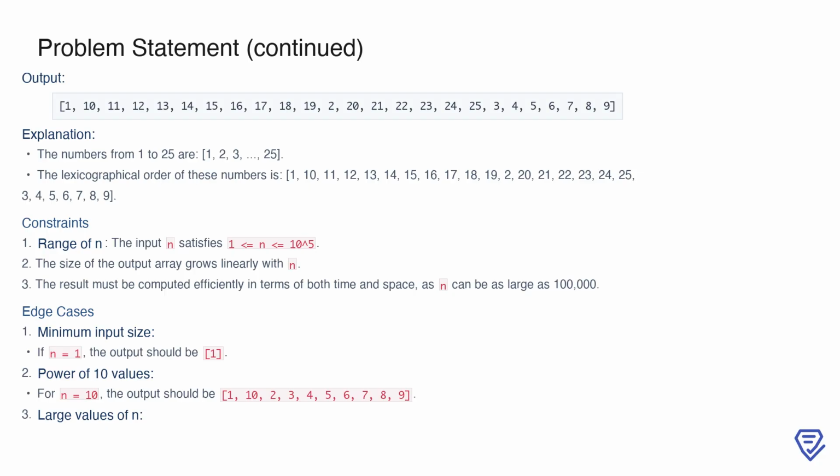Here, the numbers starting with 1 are grouped together first, followed by numbers starting with 2, and so on. This is the key idea behind lexicographical order. It prioritizes the leftmost digits as if they were characters in strings.